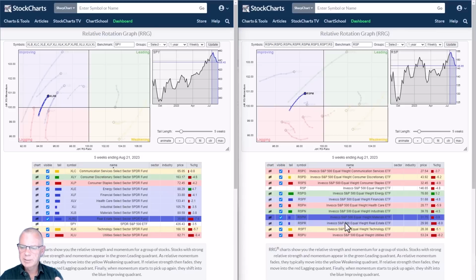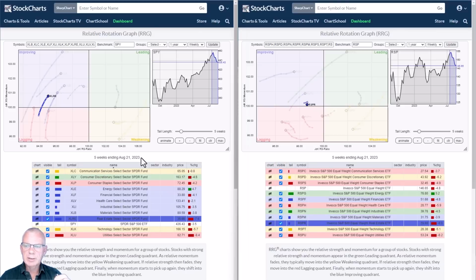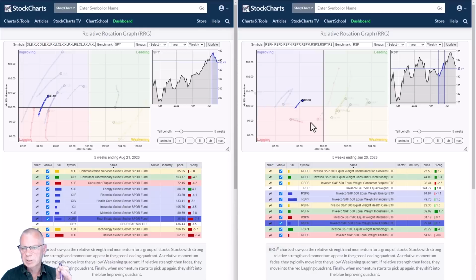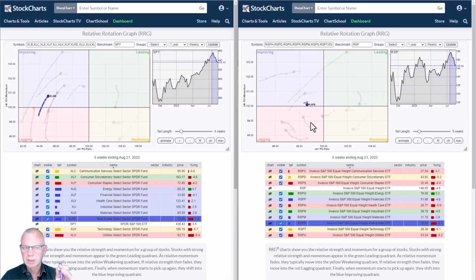And real estate, here you can see both are inside the improving quadrant. XLRE is actually still pushing higher at a strong RRG heading, and RSPR has just rolled over. And you can see also the difference in tail length for RSPR versus XLRE. RSPR is a very short tail, indicating a stable, in this case, relative downtrend, because it's on the left-hand side of the RRG. And you can see how XLRE is actually improving and accelerating further into the leading quadrant.